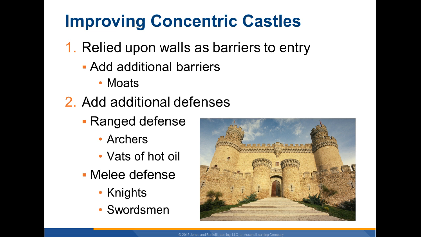Here, improving concentric castles, they relied upon walls as barriers to entry and added additional barriers such as moats. Additional defenses such as a ranged defense of archers or vats of hot oil back then. The archers could be moved from one part of the castle to the other. And then a melee defense, in other words, knights and swordsmen who would attack or defend the castle in groups, if you will. And so the idea, of course, is that this is analogous to how we would defend a network.